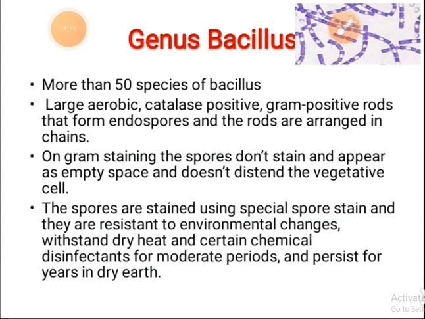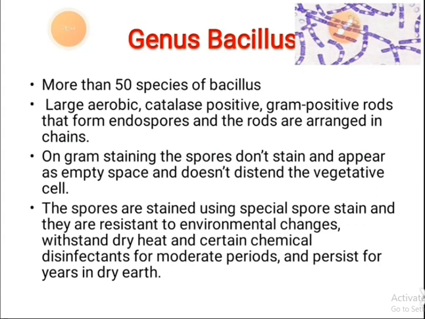The spores are resistant to environmental change. They are very resistant structures, resisting many chemicals, heat to certain temperatures, and disinfectants for certain periods. They persist for years in the dry earth, and they are the commonest contaminant in bacteriological culture media. When we prepare culture media, the most important contaminant present is genus Bacillus. The spores are present in soil, dust, water, and air everywhere.